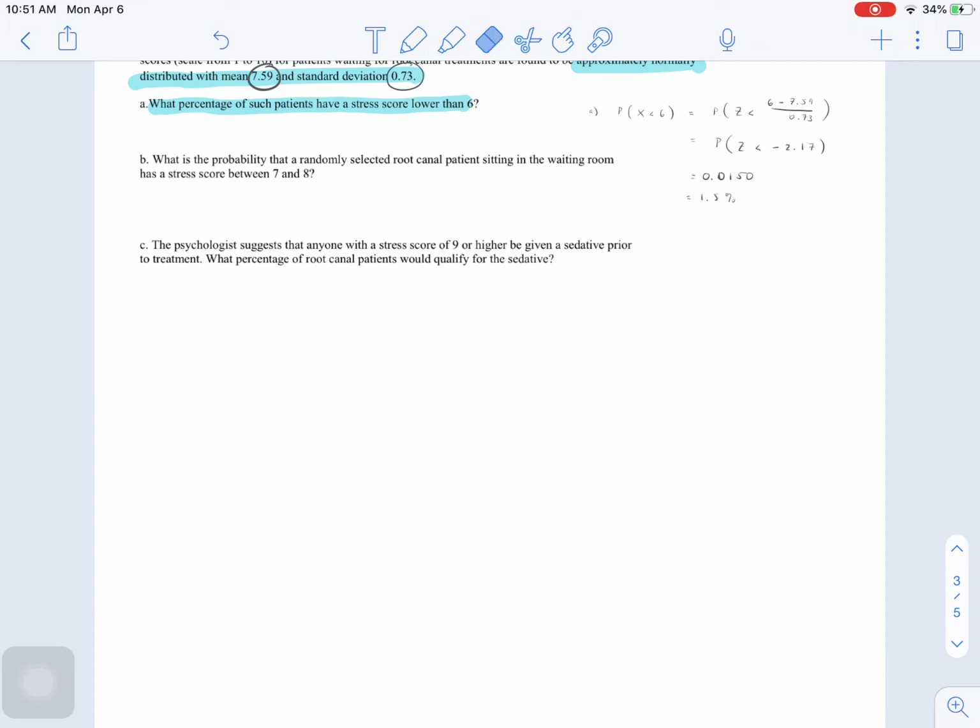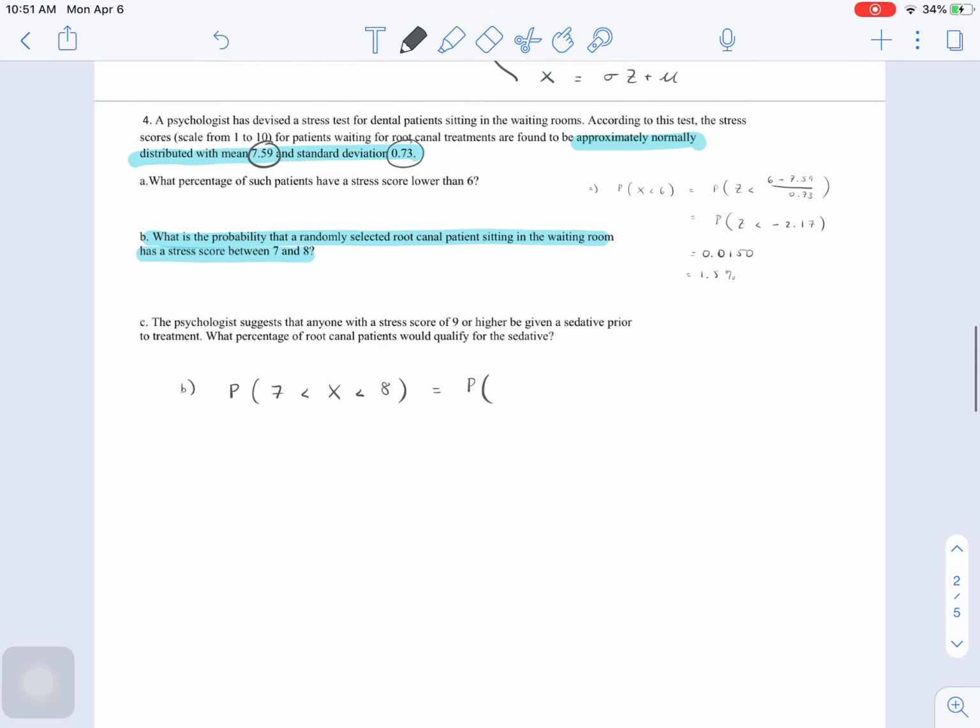Okay, let's move to part B. What is the probability that a random patient will have a stress score between 7 and 8? In other words, what's the probability that x, our score, is between 7 and 8? All right, so as always, the first thing I want to do in order to calculate the probability is convert to the z-score.